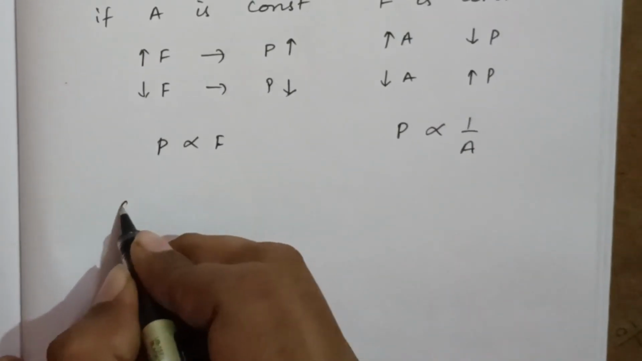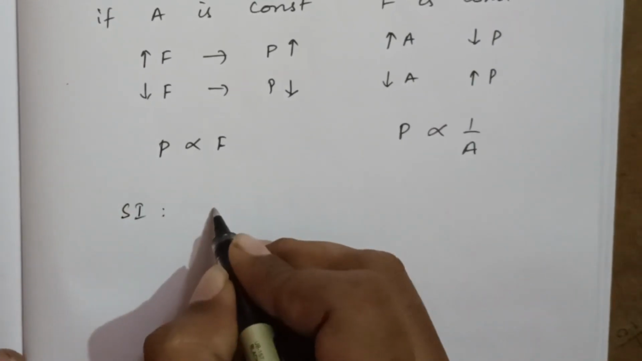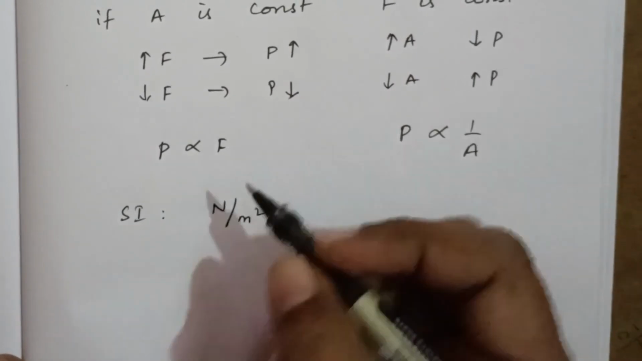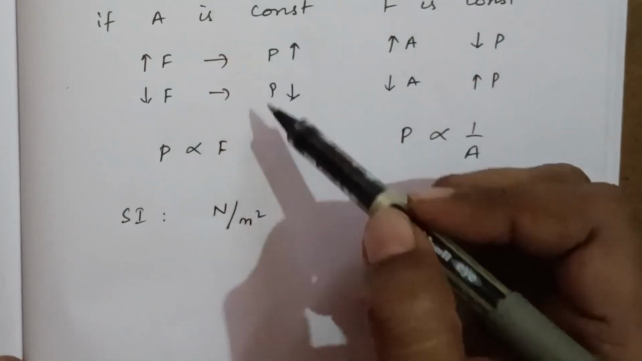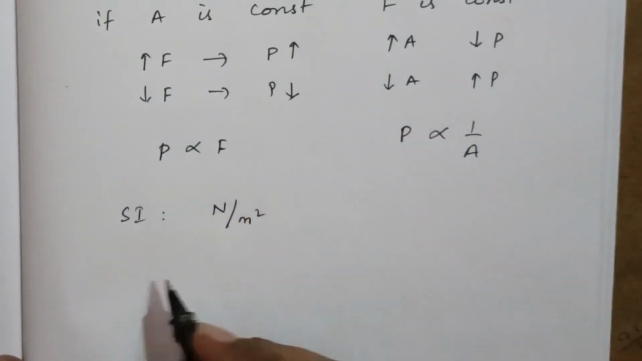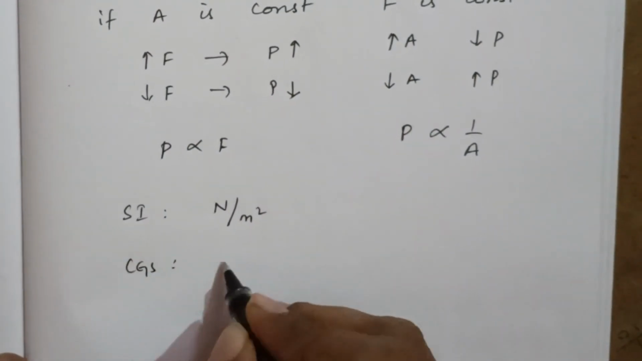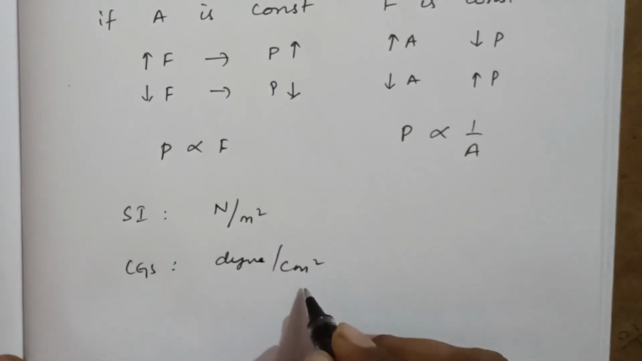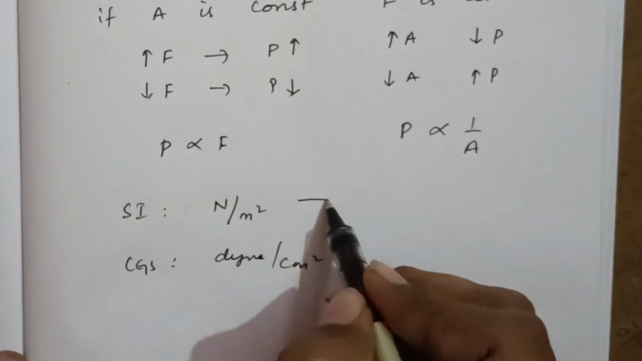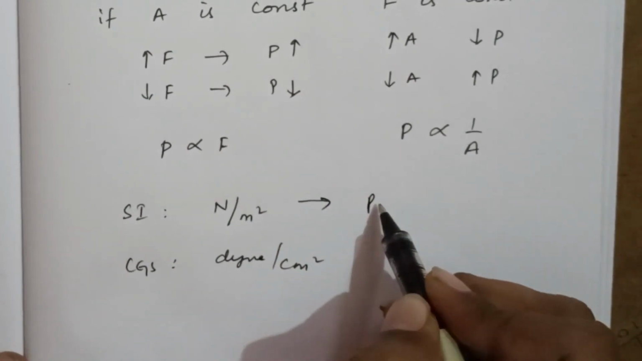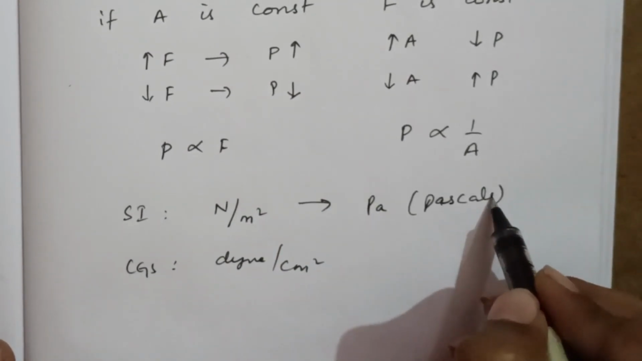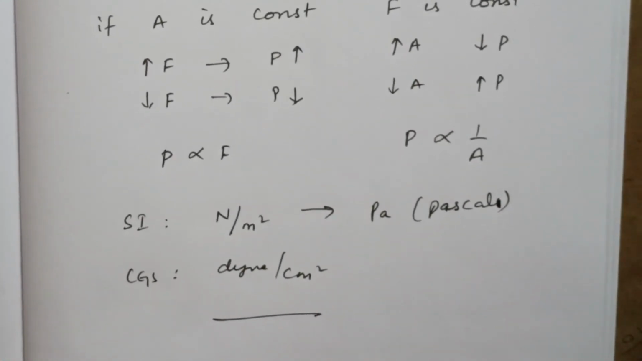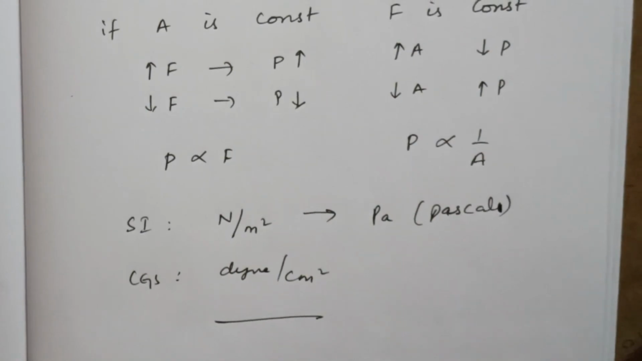The SI unit of pressure is Newton per meter square. We can write units simply by taking the formula: force units Newton, area units meter square. CGS units are dyne per centimeter square, the CGS unit of force by the CGS unit of area. The SI unit is also known as pascals. This is about the second synopsis concept. Now we will discuss some example bits.